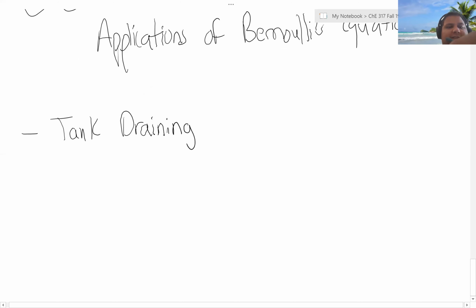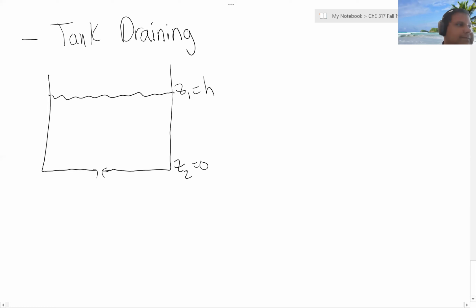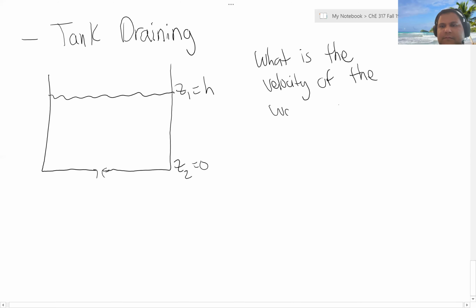So if I have a tank, and at the bottom of this tank is a discharge, and it's filled with everyone's favorite water. I set this z equal to 0, this equal to some height h. And I want to know what is the velocity of the water leaving through the bottom of the tank.